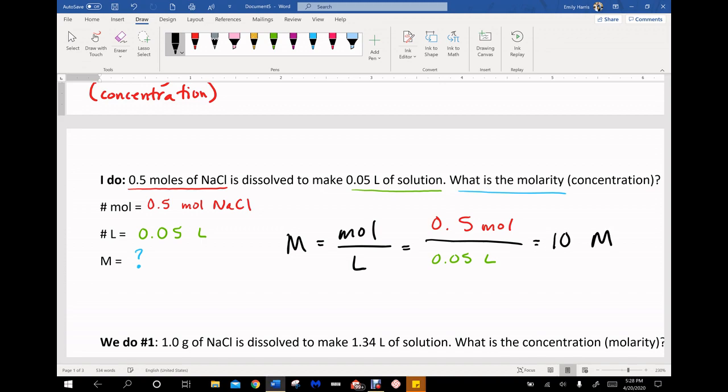And for the sig figs, it's the same rules. You go based off of the least number of sig figs. This 0.5 just has one sig fig, so we'll want to leave one sig fig in our answer. So this is a pretty strong molarity.